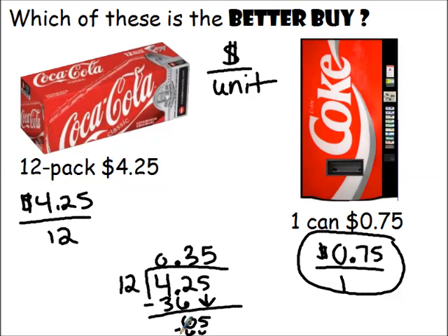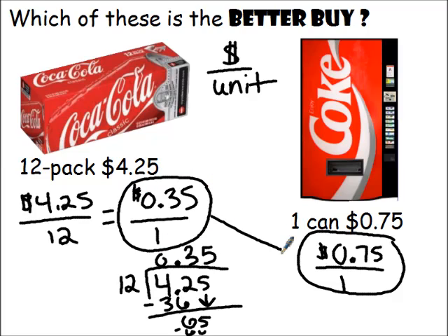But it is clear here that we are going to get a better buy if we buy them in a 12-pack, because we'll pay 35 cents for 1 can of soda versus 75 cents for 1 can of soda. So clearly, the better buy here is the 12-pack for $4.25.